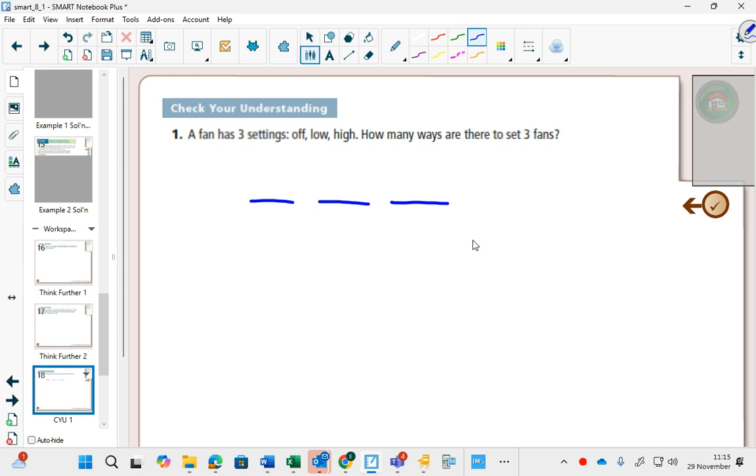You have to decide fan number 1. How many choices does fan number 1 have? 3. How many choices for fan number 2? 3 again, and 3 again would give you 27 in total.